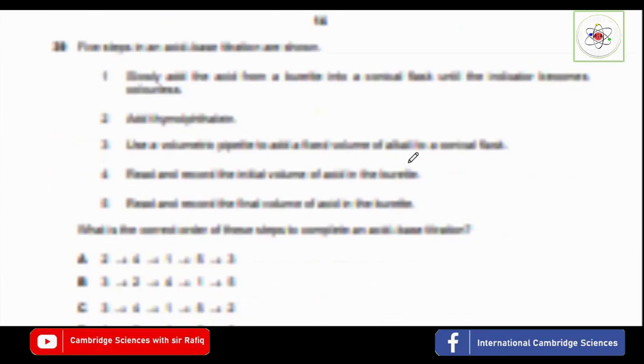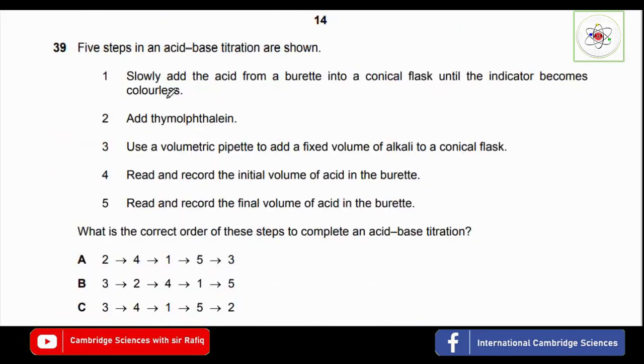Five steps in an acid-base titration are shown. Slowly add the acid from a burette into a conical flask until the indicator becomes colorless. Add thymolphthalein, which is an indicator. Use a volumetric pipette to add a fixed volume of alkali to a conical flask. Read and record the initial volume of acid in the burette. Read and record the final volume of the acid in the burette.